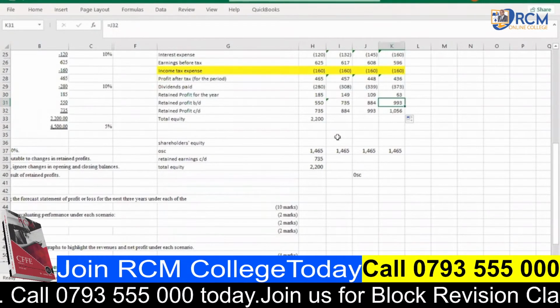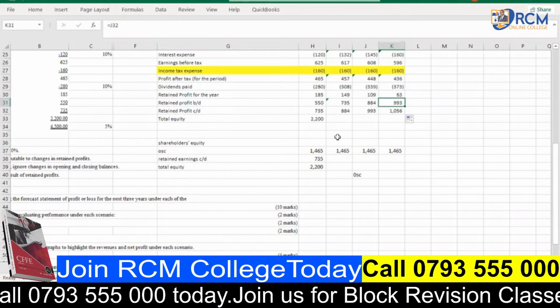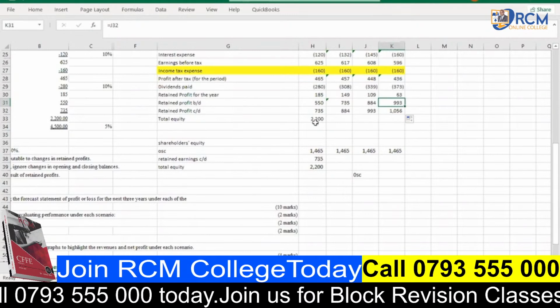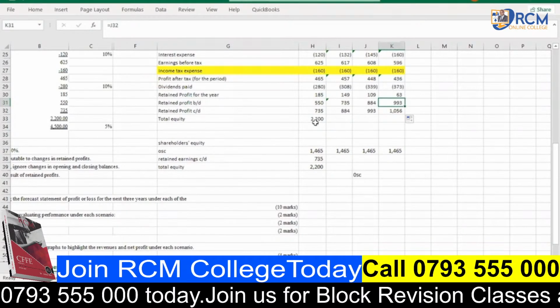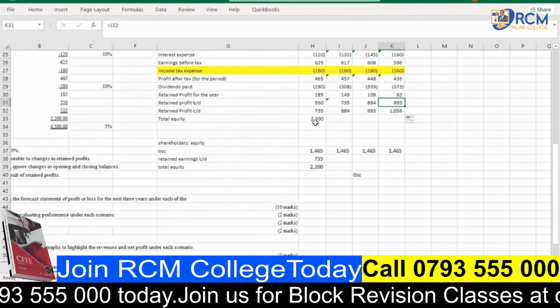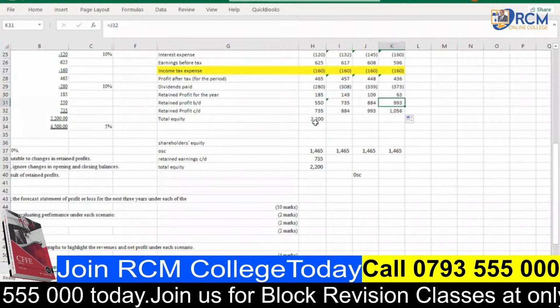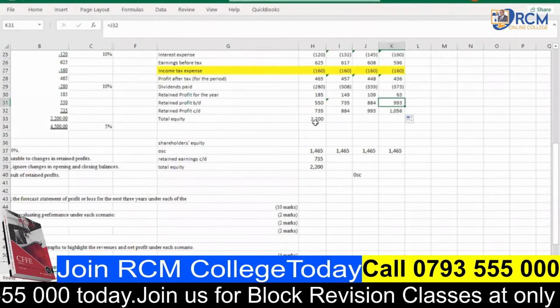Somebody is saying that I should repeat. Is it how to get the retained earnings, or how to get the total? Is it how to get the retained earnings out of the total?